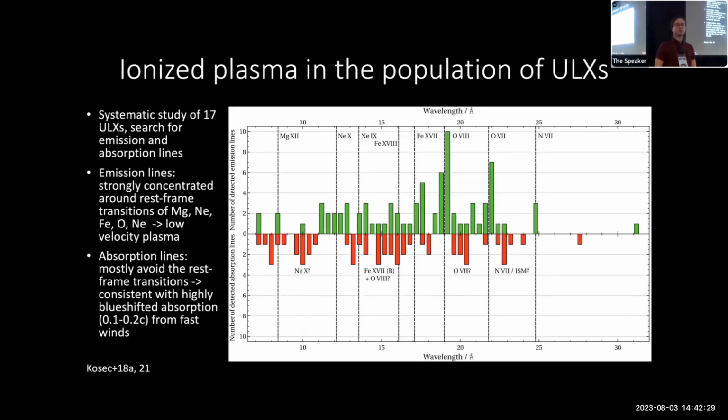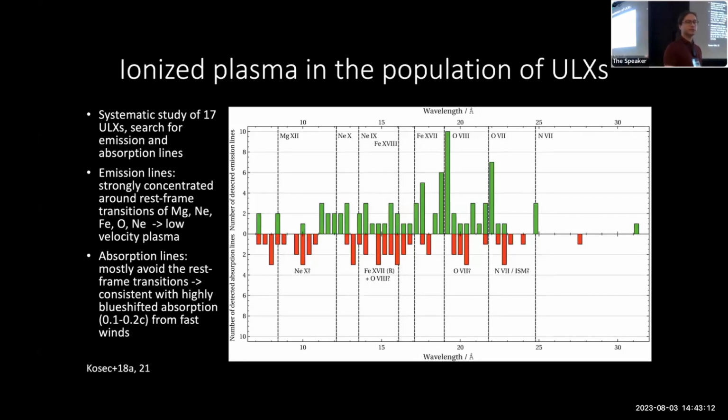Now, finally, in the previous slides, I showed a few cherry-picked examples for ULXs with best quality data, but we were also wondering, what about the whole population of ULXs? Do they show these plasma features? Do they show winds or not? And so we performed a systematic study for 17 ULXs with the best quality or with usable quality high resolution soft X-ray spectra from RGS onboard XMM-Newton. And what we did was a blind search where we searched for any emission or absorption lines in these spectra. And what we found, the results are shown here in this histogram, where the x-axis is the wavelength and the emission lines are in green and absorption lines are in red.